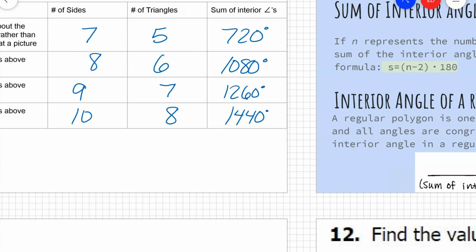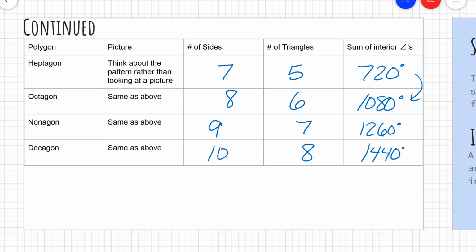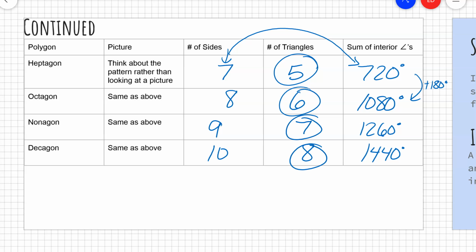You also could have noticed that there was a pattern. As we continued to add one more side, we were also adding 180 degrees to each one. That could have been something you noticed. Another thing you could have noticed was the fact that the number of sides didn't really correlate with the sum of interior angles, but these numbers 5, 6, 7, and 8 did when we multiplied by 180.